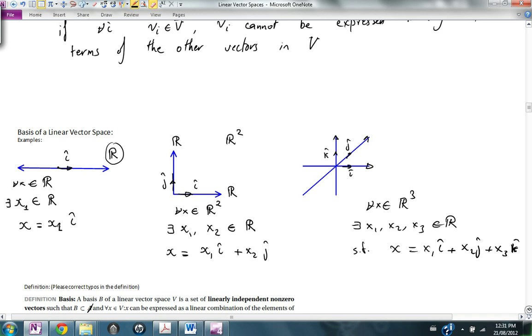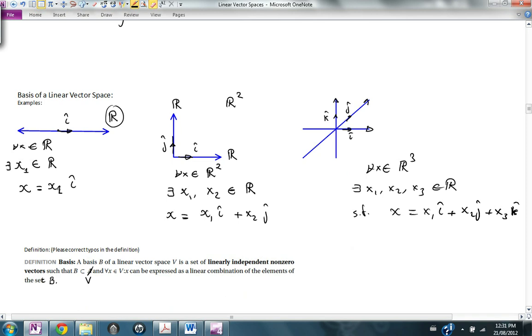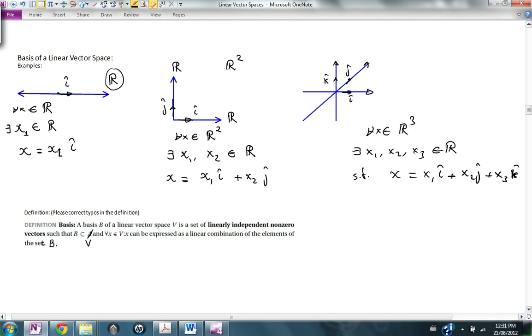So the basis of a linear vector space is defined as follows. A basis set B of a linear vector space V is a set of linearly independent non-zero vectors. When we're talking about R, the basis set B is equal to the vector i. When we're talking about R2, the basis set is equal to i and j. And when we're talking about R3, the basis set is equal to i, j, k.